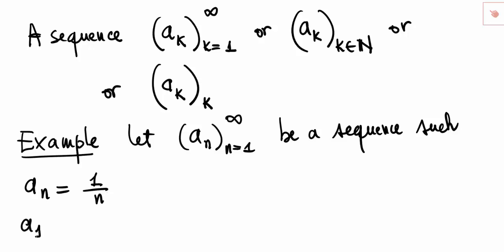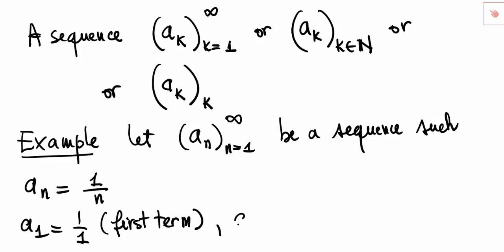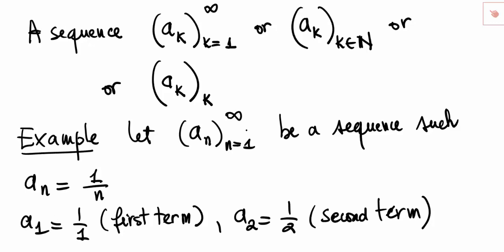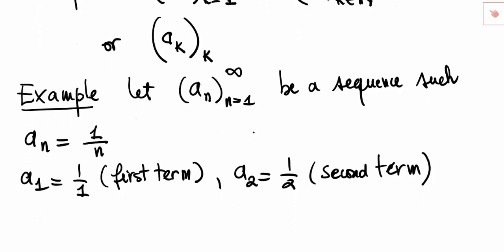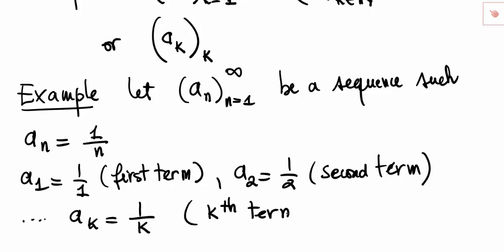So a1 is going to be 1 over 1. This is called the first term of the sequence. a2 is going to be 1 over 2. This is the second term. And we can, of course, keep playing this game indefinitely. a k is going to be 1 over k, and this is called the kth term of the sequence.